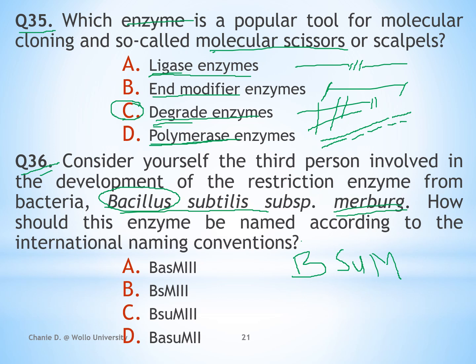Fourth, add the Roman number, which indicates the order of discovery. That is the third time to discover that restriction enzyme from this given bacteria, so this is the third discovery. We write the Roman number in such a way. So the name of this enzyme is BSuM3.